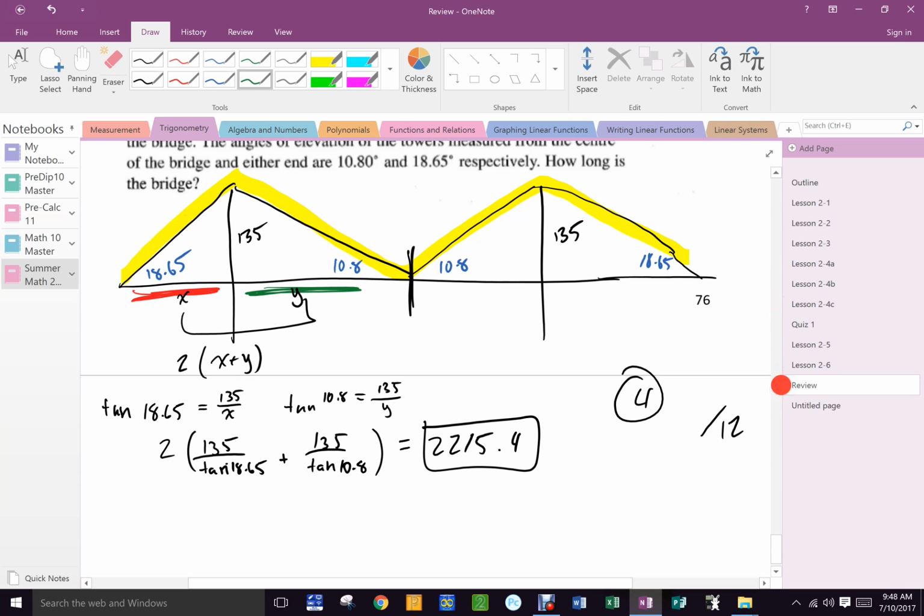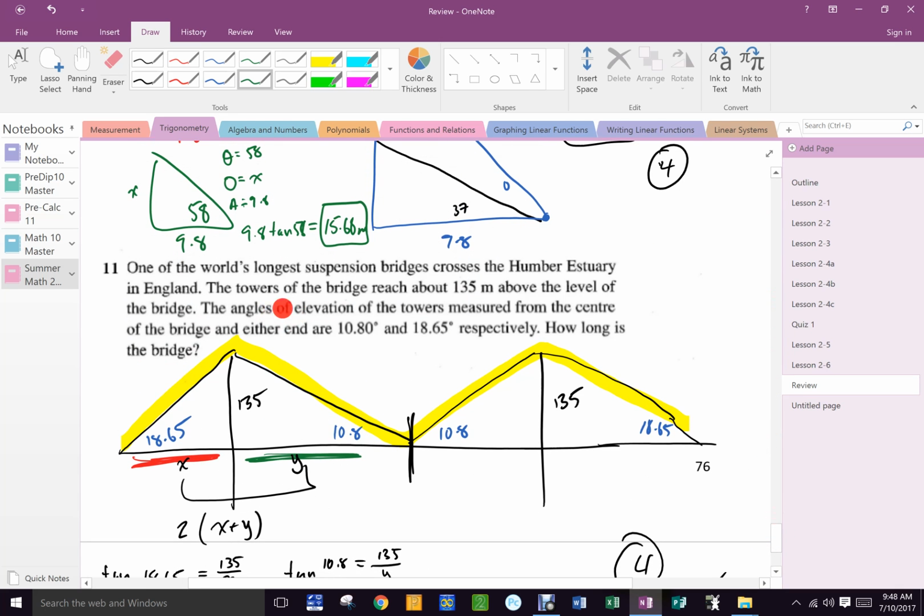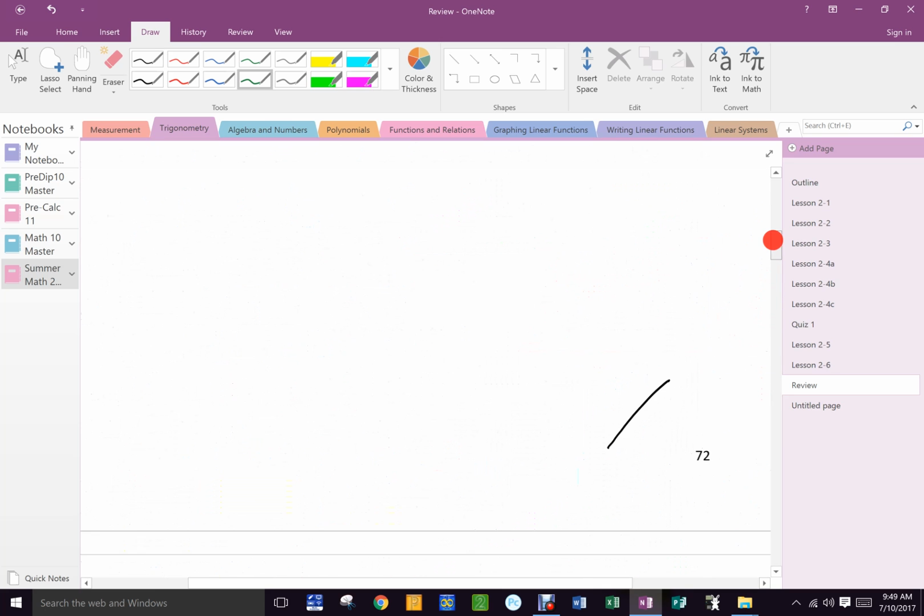Because it tells you that the angles of elevation are measured from the center of the bridge, this had to be the center of the bridge, right? So you have to have a second tower, or it wouldn't be the center. If there were 3 towers, that's not the center, is it? Right? It had to be an even number to be centers. Everybody good?